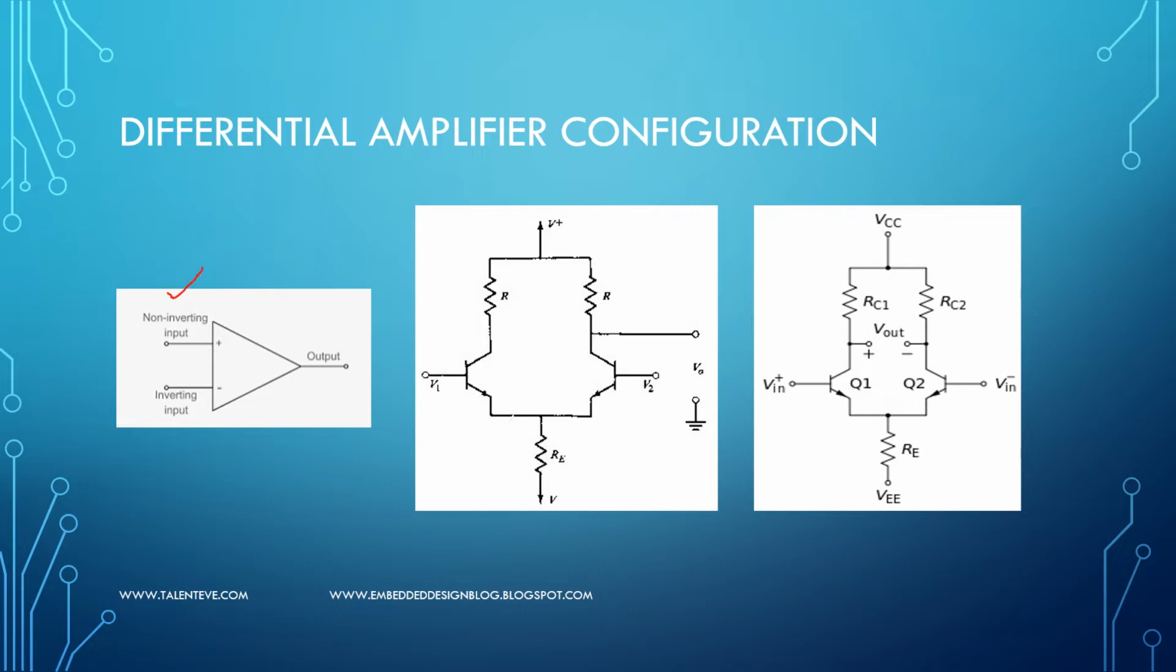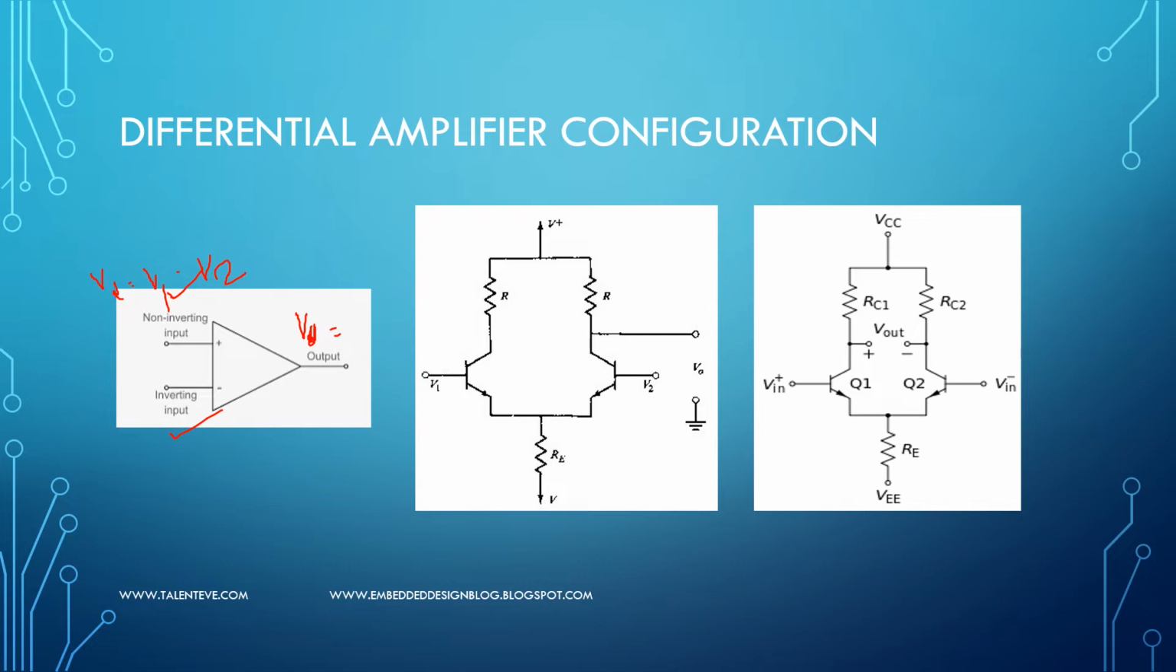There will be a non-inverting input, an inverting input, and the difference between them will be the output. So this is VD, sorry, this is V out. VD is nothing but, if you consider one as V1 and the other as V2, the VD would be amplified and then it will give us the V out.